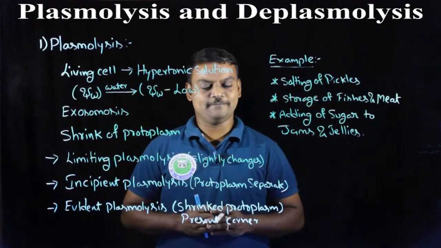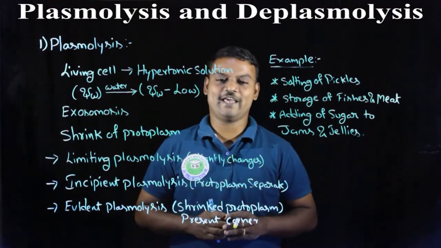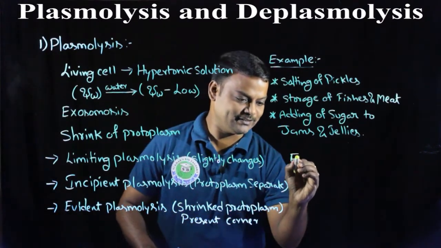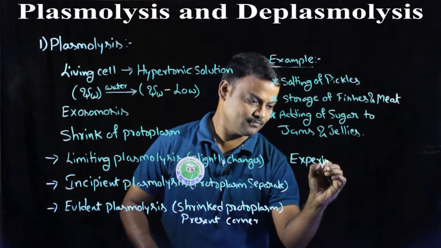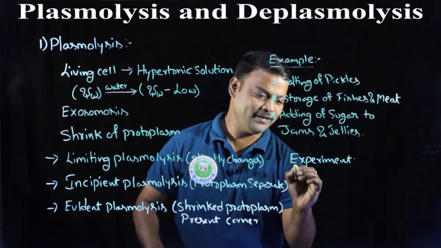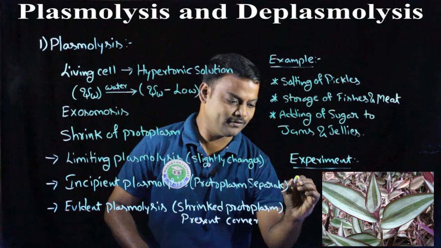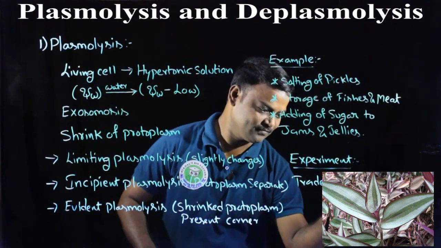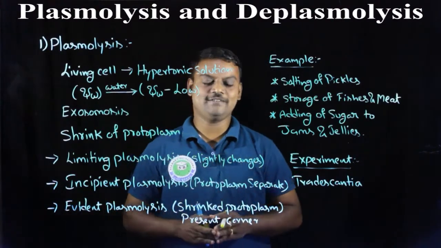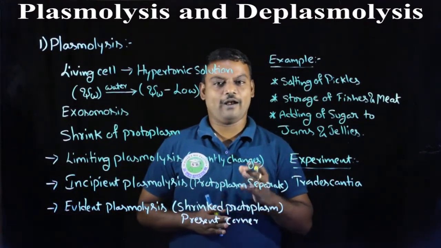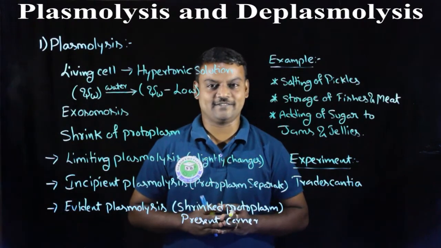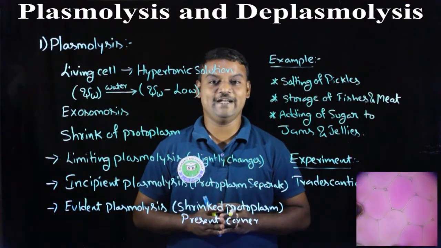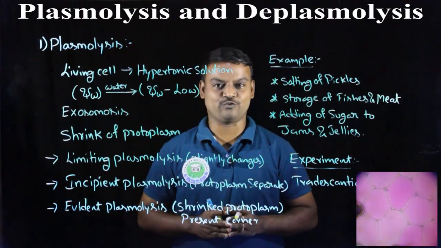And one very important thing, the plasmolysis process can be demonstrated with the help of an experiment. In this experiment, one plant is called Tradescantia. So Tradescantia is a plant. In this plant, the leaves are in different colors. In this Tradescantia, the cytoplasm is pigmented and it appears with color under the microscope.